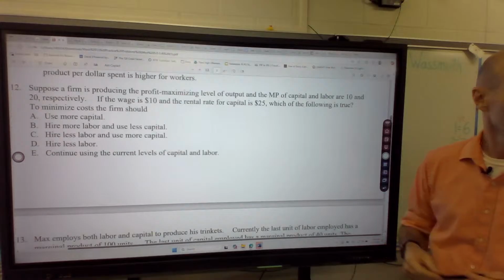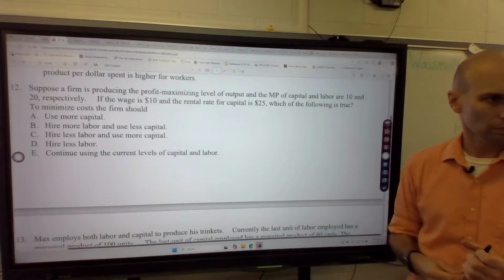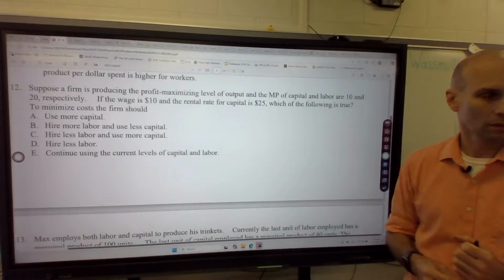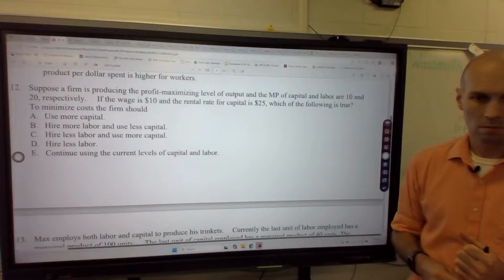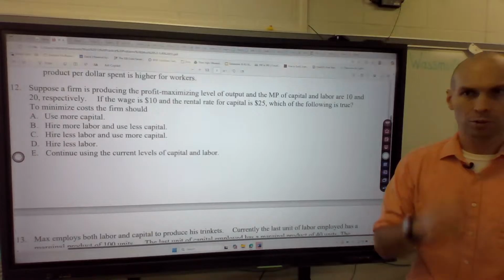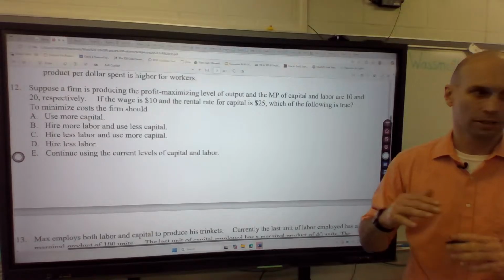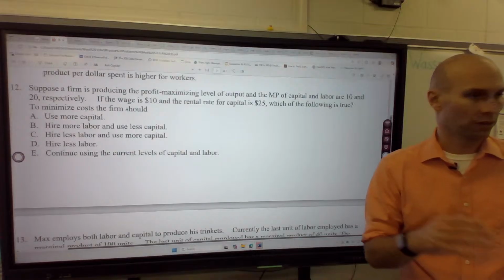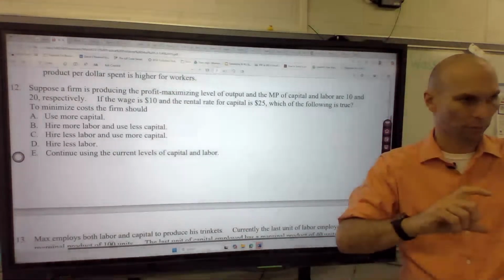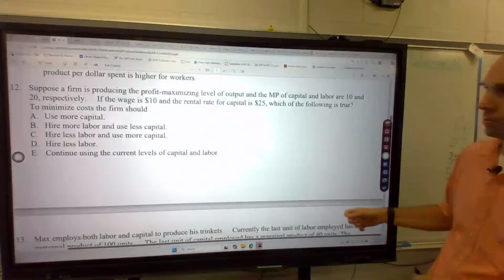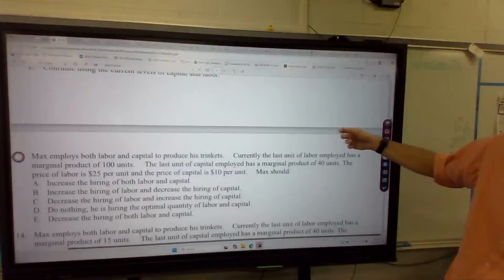Even if we do not know the marginal revenue product of labor, could we still determine if they are at the optimal consumption bundle? If they're equal to each other, yes. Because if you don't have the price, you can't find marginal revenue, then it's just your marginal product over price.